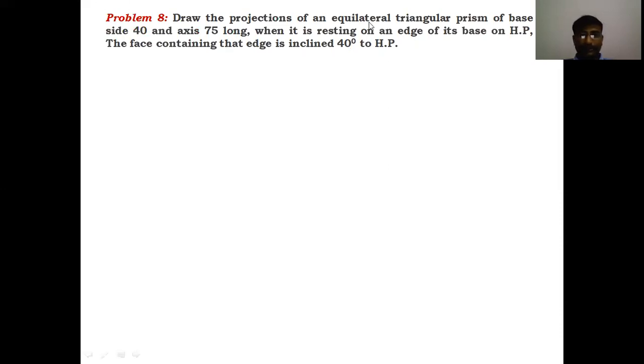Draw the projections of an equilateral triangular prism of base side 40. It is a prism, a triangular prism. Base side is 40 and axis 70 long. The base side is given, the axis length is given, and the axis position is also given. When it is resting on an edge of its base, on a base edge, on HP. Okay, the face containing that edge makes an angle of 40 degrees with HP.